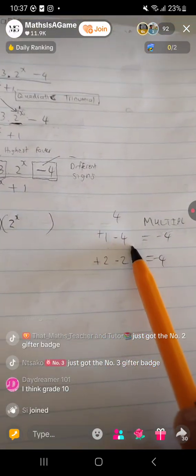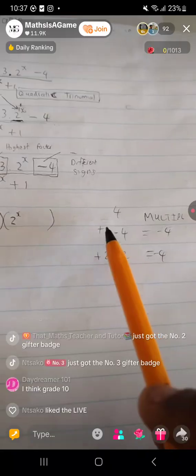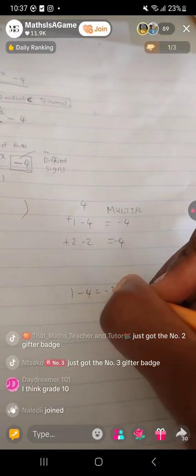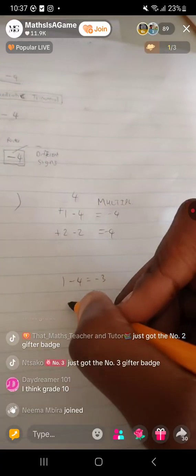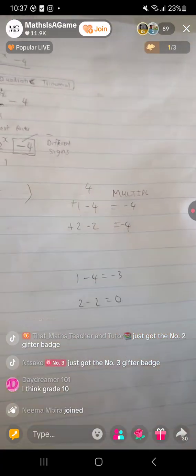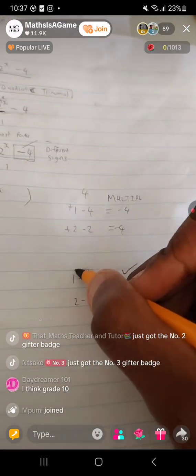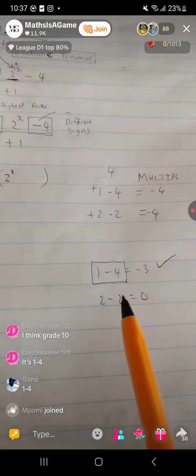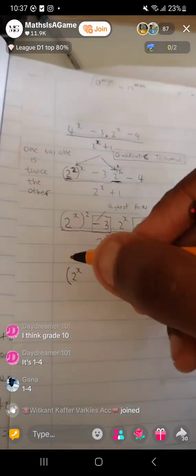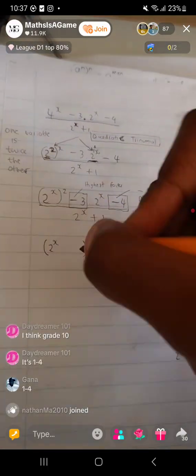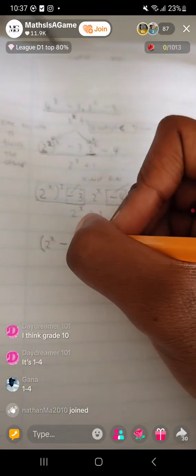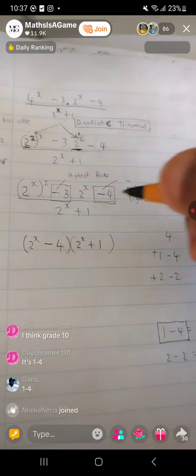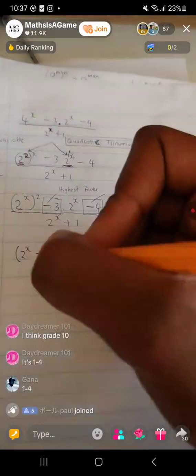Is it 1 minus 4? Or is it 2 minus 2? What's 1 minus 4? 1 minus 4 is a negative 3. What is 2 minus 2? It is 0. So I think my factors that are going to feature in the bracket are definitely 1 and negative 4. So in the bracket, guys, the highest factor is going to have a negative sign, and then we're going to have a 1 there.